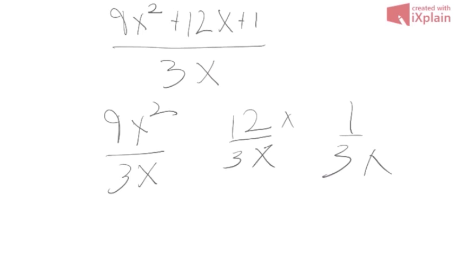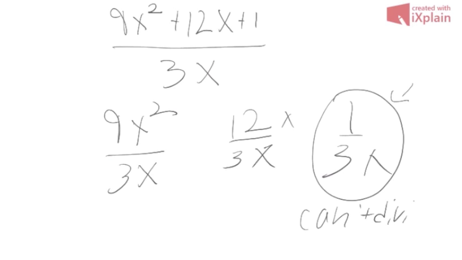And remember that we are dividing exponents. You divide the base and subtract the exponent. Remember that 1 and 3x aren't like terms, so you can't divide them. So you leave them as 1 divided by 3x, and your final answer should be 3x plus 4 plus 1 divided by 3x.